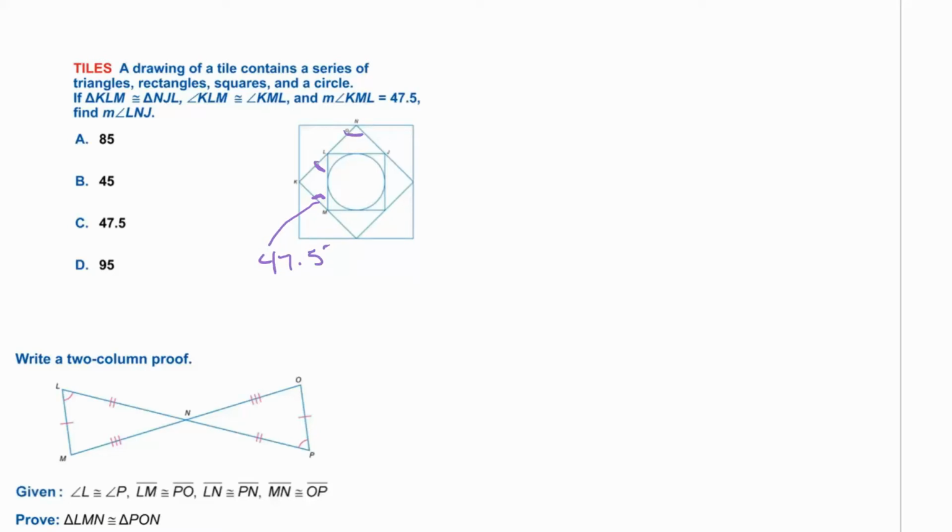Well, we know that these angles right here are congruent all the way around. So again, I would do 180 minus 2 times 47.5, which will give me 85 degrees.